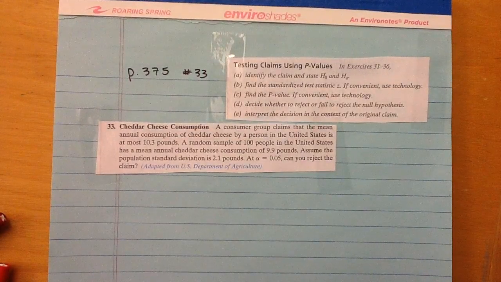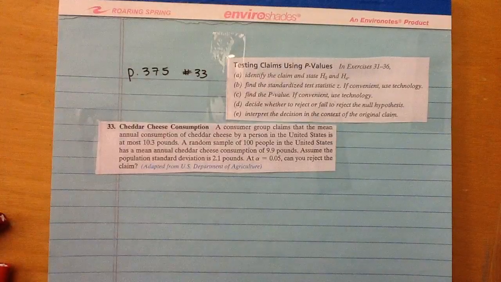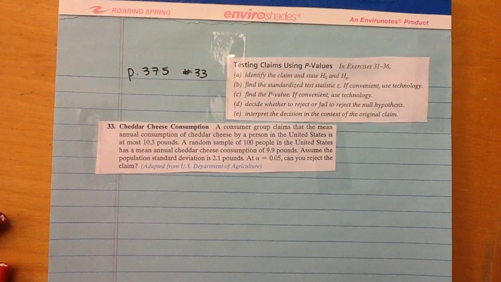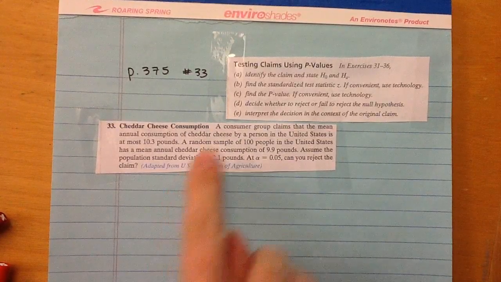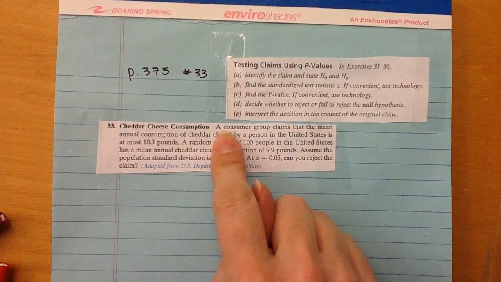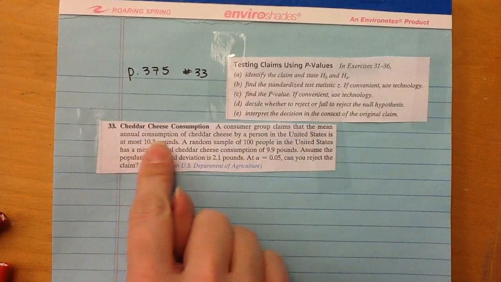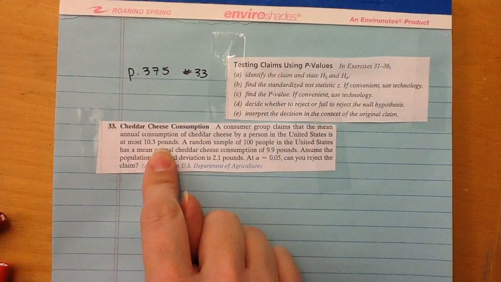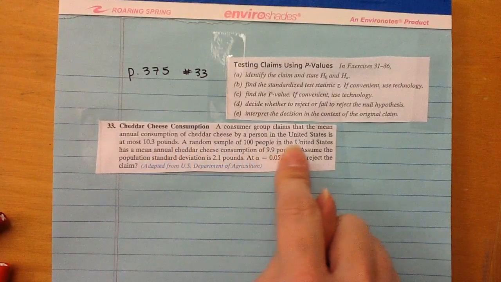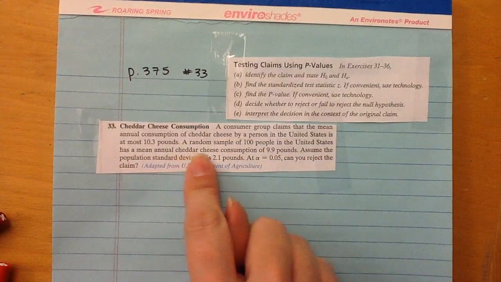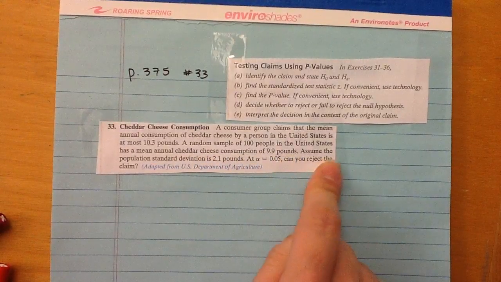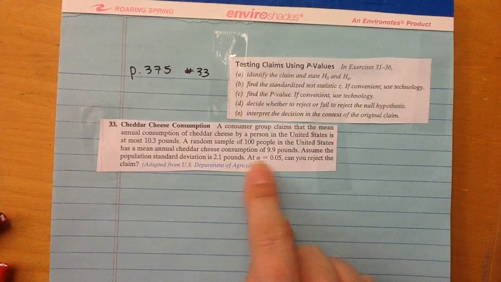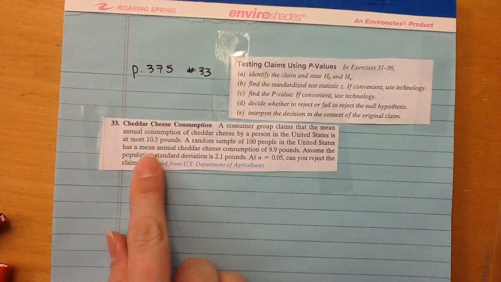Okay, the first step was to verify that you know sigma and the sample is random, and n is greater than or equal to 30, or the population is normal. So here we have a consumer group claims that the mean annual consumption of cheddar cheese by a person in the United States is at most 10.3 pounds. A random sample of 100 people in the United States has a mean annual cheddar cheese consumption of 9.9 pounds. Assume the population standard deviation is 2.1 pounds. At alpha equals 0.05, can you reject the claim?